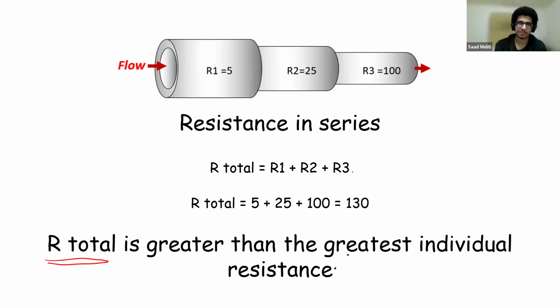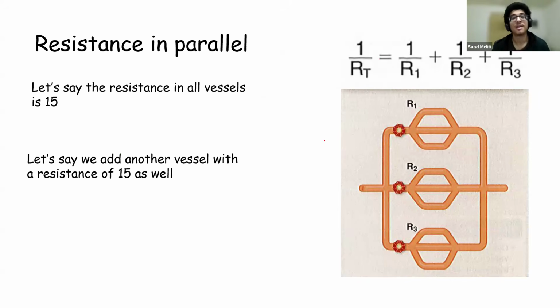I hope that concept makes sense, because now we're going to move on to resistance in parallel. Now, the resistance in parallel is a bit more tricky to calculate, but I know it's still easy. This is parallel flow. The flow is going to these different compartments, each with their different resistances. And this is how you calculate the total resistance. 1 over the total resistance is equal to 1 over R1 plus 1 over R2 plus 1 over R3. And this can keep going on. It can become plus 1 over R4, depending on how many vessels we have in parallel. But right now we have 3 vessels. Each one has a resistance of 15.